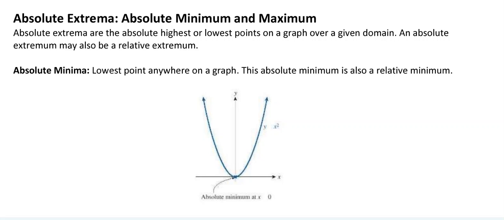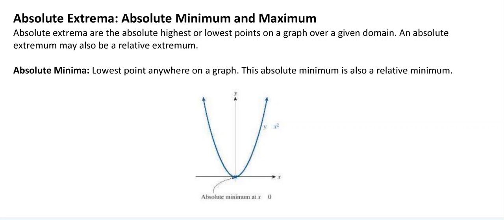This is my third lecture video on the topic of critical values and extrema. In the first video, I defined what a critical value was, and we did some examples of finding critical values. In the second video, we talked about relative or local extrema and how we use critical values to find those extrema. And now in this video, we're going to be talking about absolute extrema and how we can use critical values to find those as well.